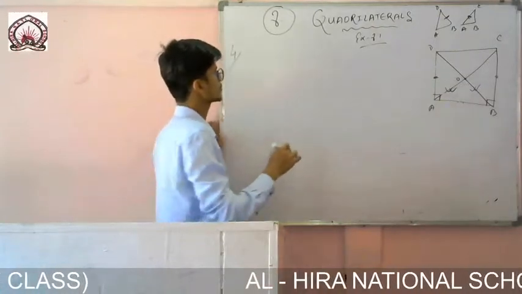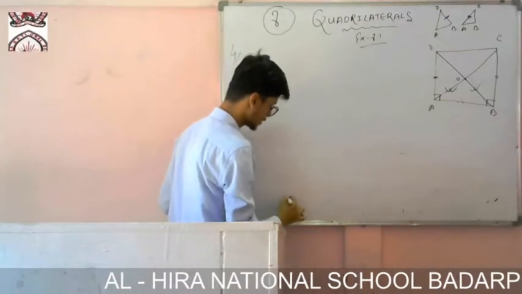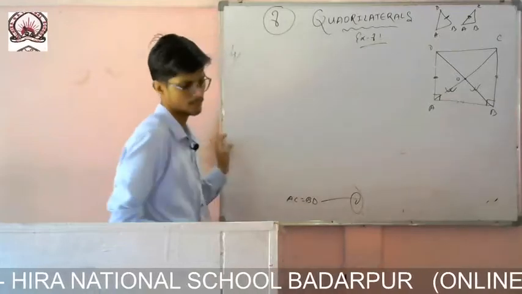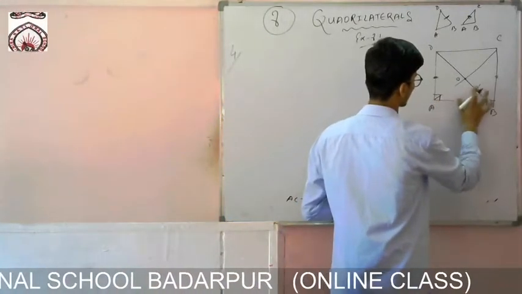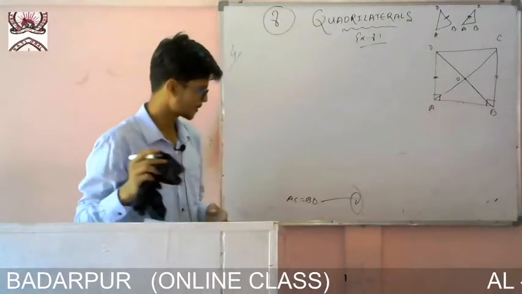Okay, AC is equal to BD. This one you give as Roman number 1. We have AC is equal to BD. This one you give as Roman number 1, and if you need it later on, then I can use it.